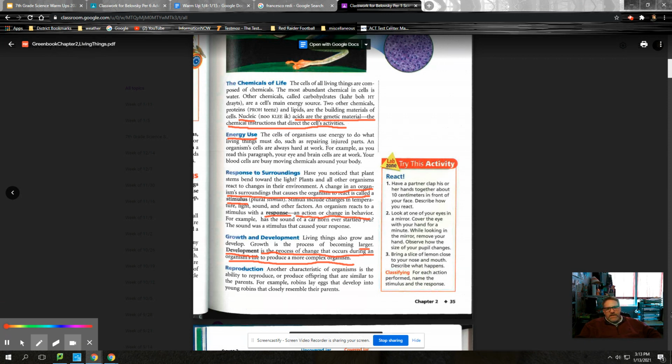Number 14 is reproduction. And reproduce is right here. All right. The definition: produce offspring that are similar to the parents. Produce offspring that are similar to the parents. Hit pause. Okay, so you've written down the definition for reproduce.